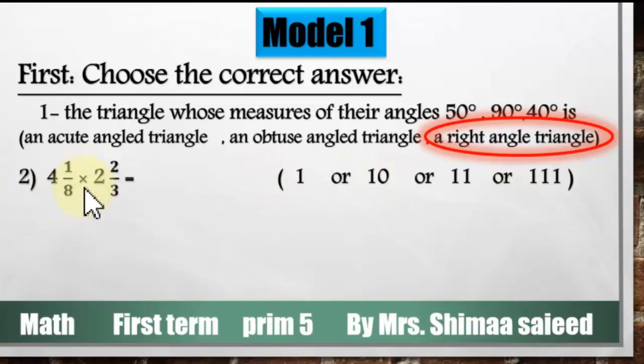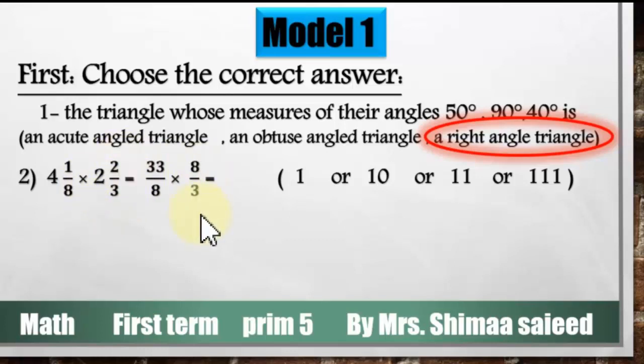4 and 1 over 8 times 2 and 2 over 3 equals. Firstly, convert these mixed numbers into improper fractions. So multiply 4 by 8, then add 1. Don't forget to keep the denominator. 4 times 8 equals 32 plus 1 equals 33. Don't forget to write 8 in the denominator. Then 2 times 3 equals 6 plus 2 equals 8 over 3.